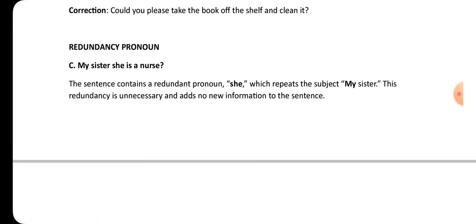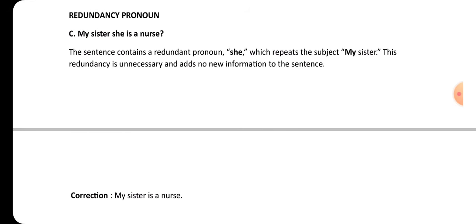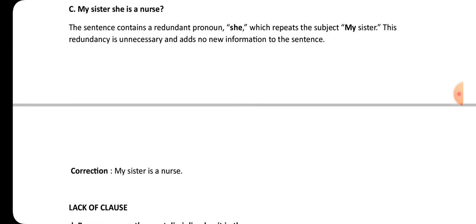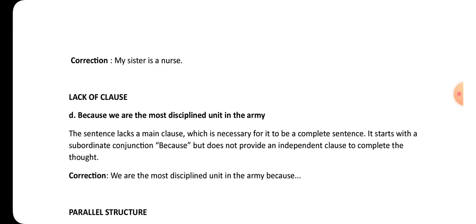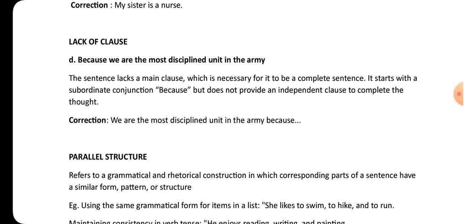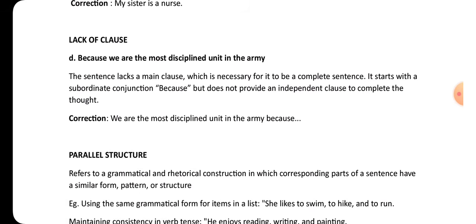So you can say that my sister, she is a nurse, is what? Redundancy. You must find a way to correct it. The redundancy is unnecessary and adds no new information to the sentence. So we will say that my sister is a nurse instead of my sister, she is a nurse. So it has been what? Corrected.